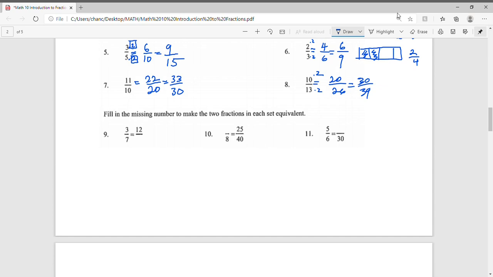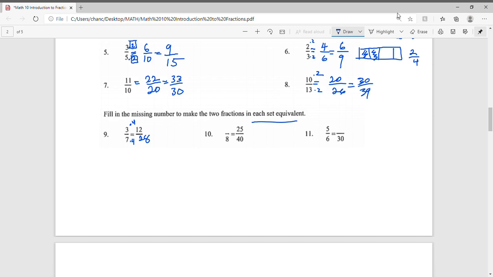In question 9, let's find the missing number to make the two fractions equivalent. 3/7 equals 12 over something. Well, I need to figure out what I need to multiply the top by to get 12. Well, that's got to be 4. And in order for this fraction to be equivalent, we need to use 4 on the bottom also. 7 times 4 is 28. So the missing part is 28.